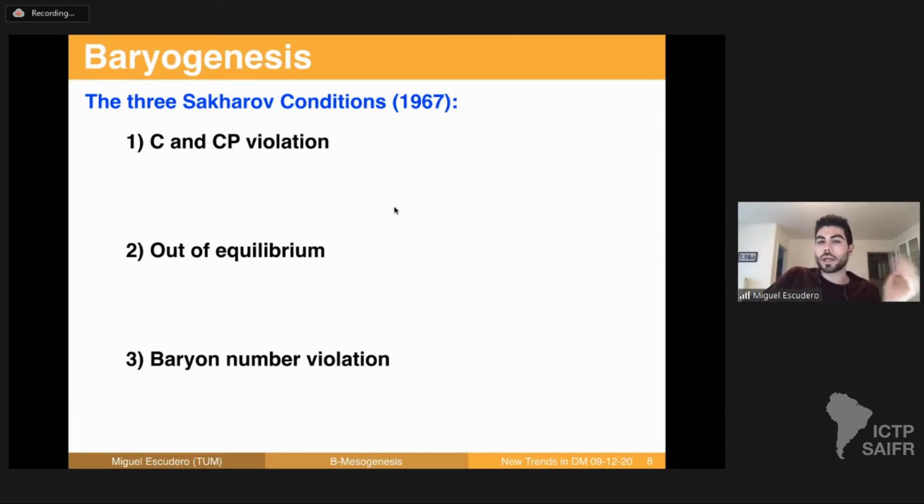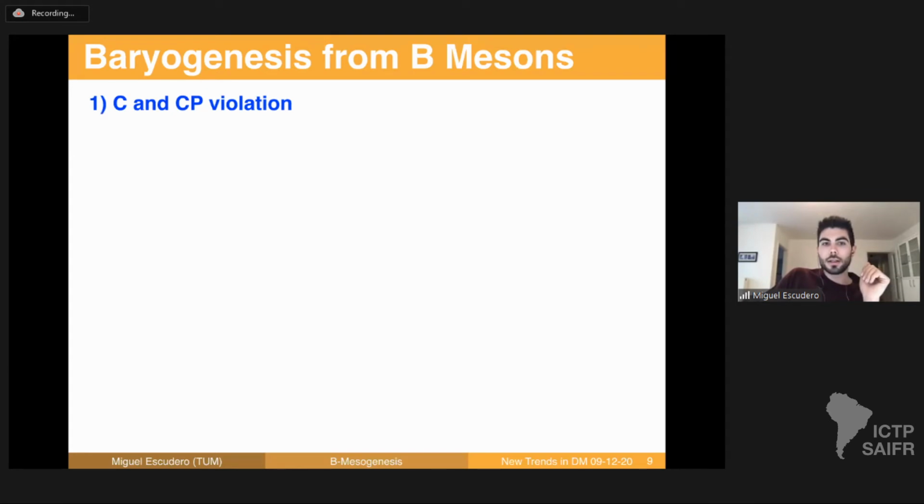So how do we address each of these conditions? The first one is where the main novelty of the mechanism comes in, and this was a key idea of Ann Nelson: let's put into use a naturally occurring CP violating system in the standard model, which is the neutral B-meson system.